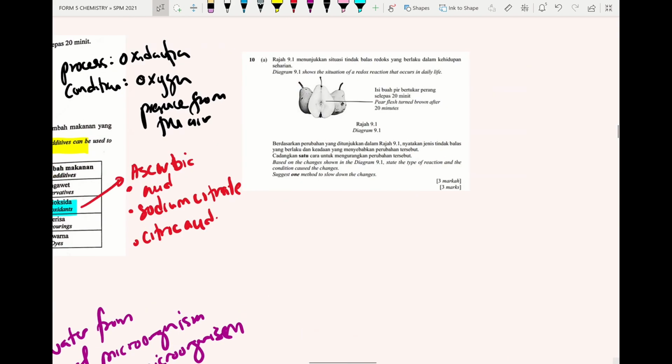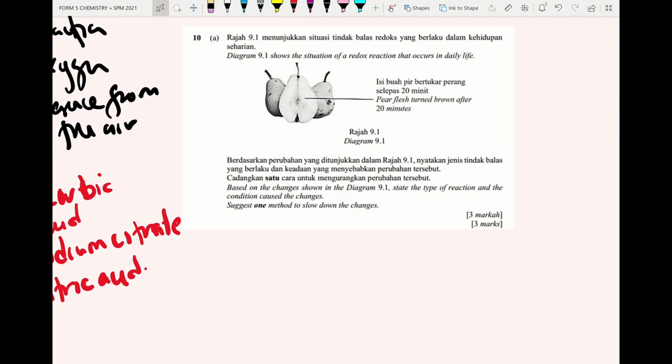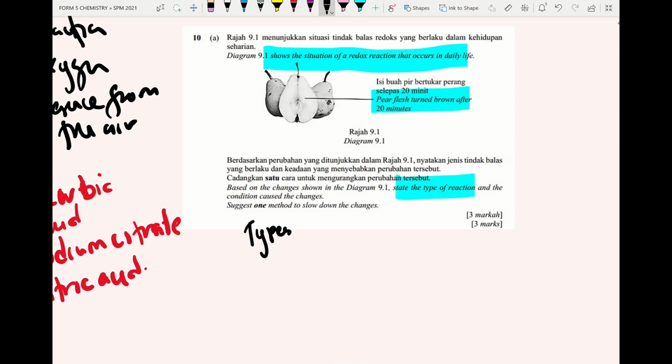All right, please check the second question. Diagram 9.1 shows the situation of a redox reaction occurring in daily life. The pear flesh turns brown after 20 minutes. Based on the changes, state the type of reaction. The type of reaction is oxidation. Please remember the type of reaction will be oxidation. And they want the condition that causes the changes.